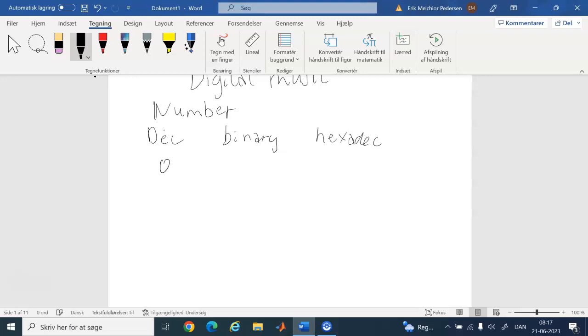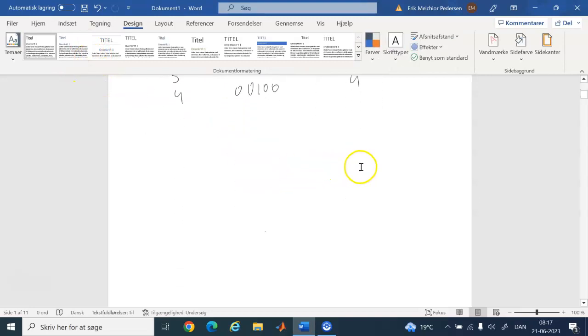Decimals, this could be 1, 2, 3, 4. In binary, 1 is 0, 0, 0, 0, 1, and 2 is 0, 0, 0, 1, 0. And 3 is 0, 0, 0, 1, 1, and 4 is 0, 0, 1, 0, 0, and so on.